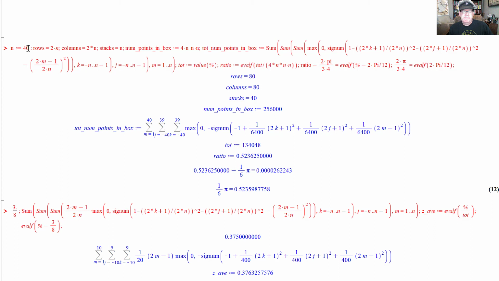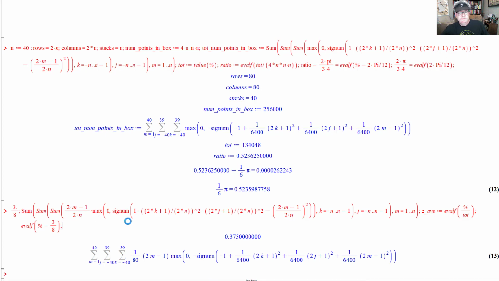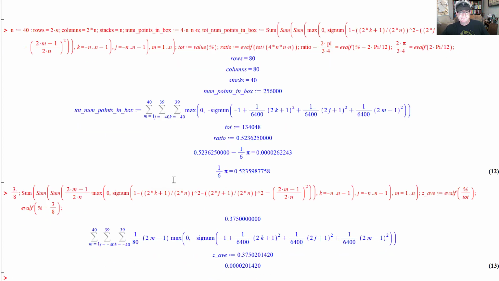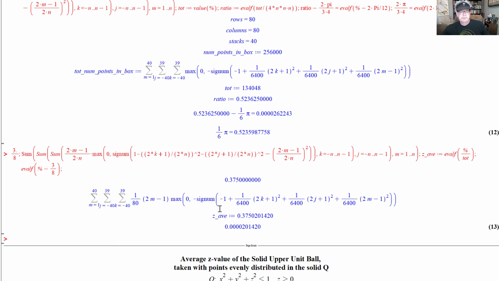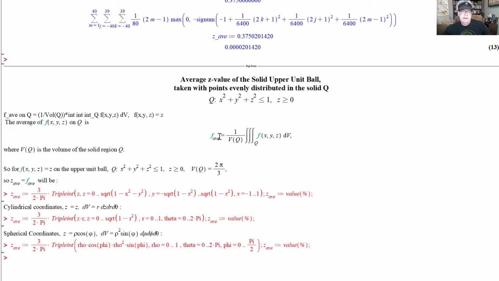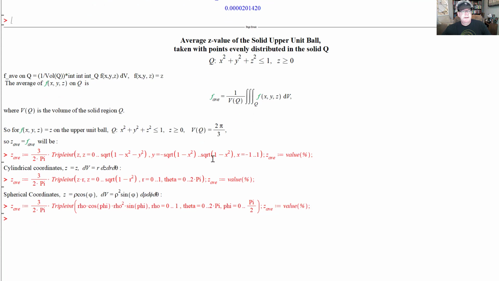So the fraction of those points that were inside the hemisphere, it's converging to pi over 6, 2 pi over 3 divided by 4. Volume of the hemisphere divided by volume of the rectangular box. And 3/8 is going to be the average z value of those points. And it's getting closer and closer. And as n gets bigger, it'll converge more to that. That would be a triple integral average. So you integrate f divided by the volume of the region. So I did that 3 ways.